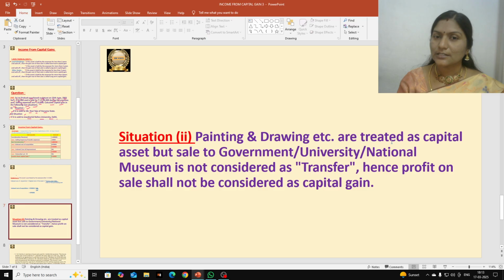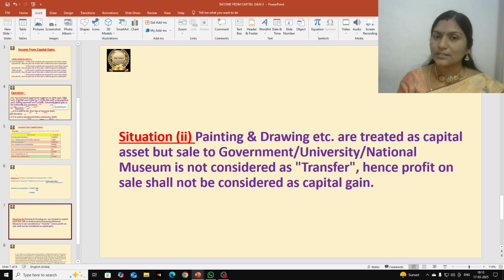Okay, so here the assessee is selling to Jawaharlal Nehru University, so he is selling that sculpture to a university, so it is not treated as sale. Okay, that is why we are not going to calculate. So this is the answer for situation 2. Hope this is clear for everyone. So let me show what we did now. Okay, I will show the question as well as the solution that we did now once, so that you can see the total solution at one time.